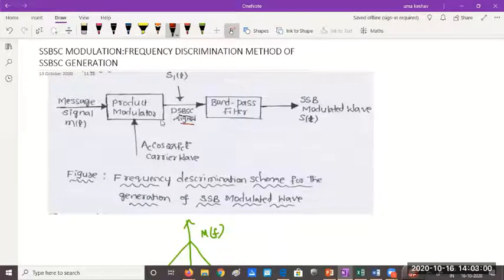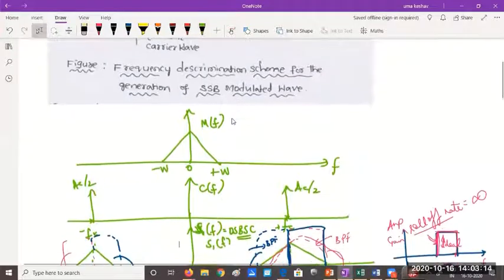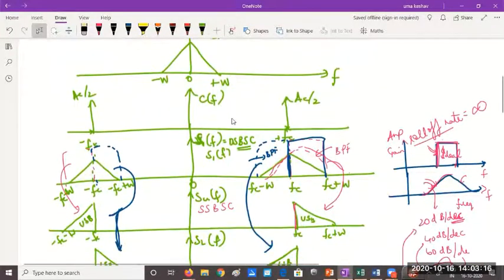Now from that double sideband suppressed carrier signal, we will use a band pass filter to filter out one sideband. So this was how we discussed it should be.